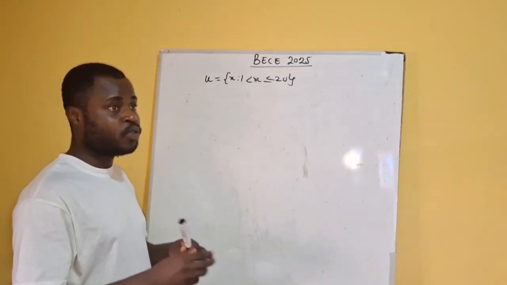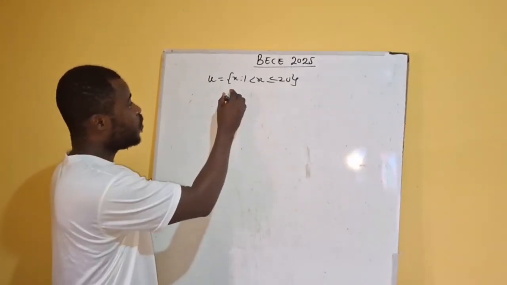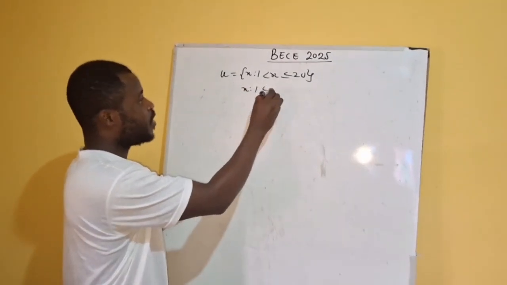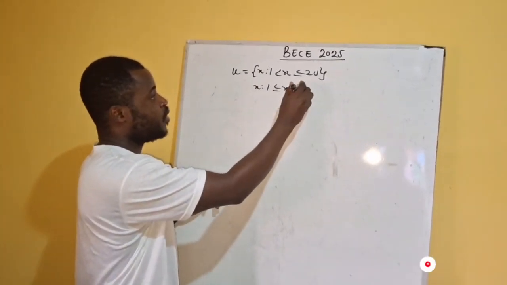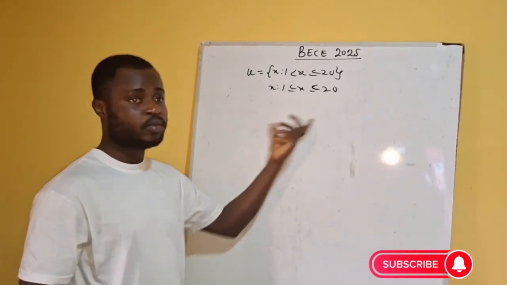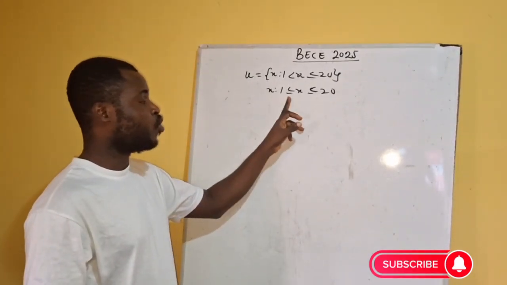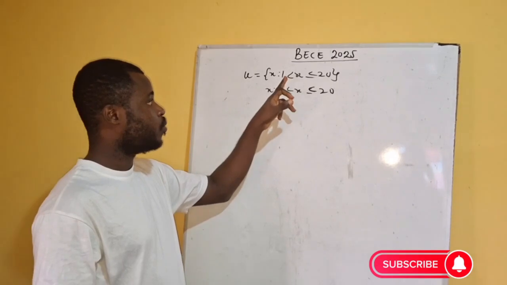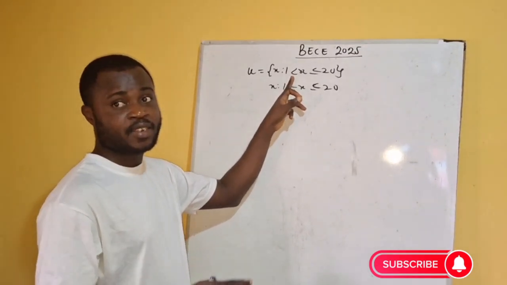Now this question can be given to you in two ways, so you have to take note. It can give you that X is such that 1 is less than or equal to X, which is also less than or equal to 20. This one is different. The trick here is that this one is less than or equal to, and this one too is just less than.